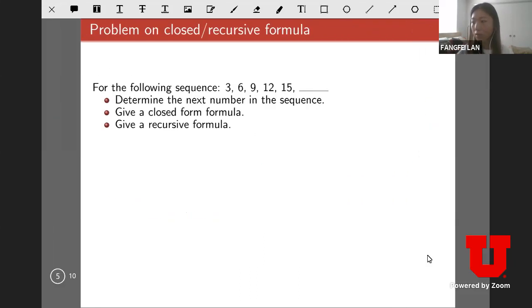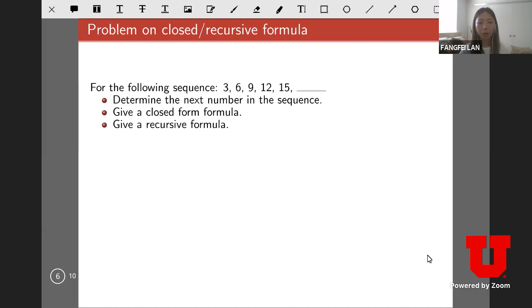Going then. So for the second problem, it's about sequences. So we have a sequence 3, 6, 9, 12, 15. This shouldn't be too hard. Determine the next number in the sequence. Any ideas? I think someone asked, could we find the closed formula? Yes, 18. I see lots of answers.